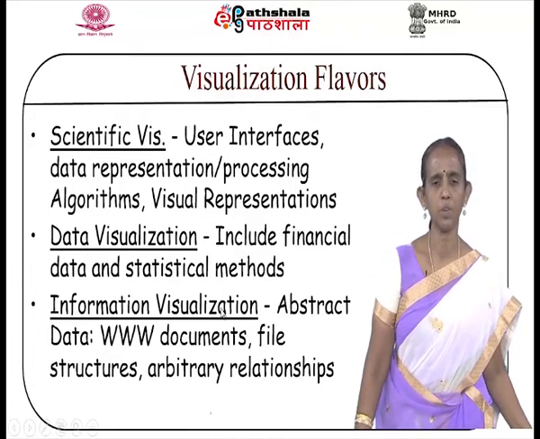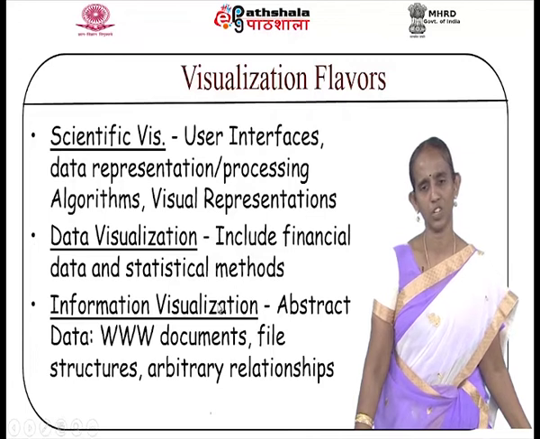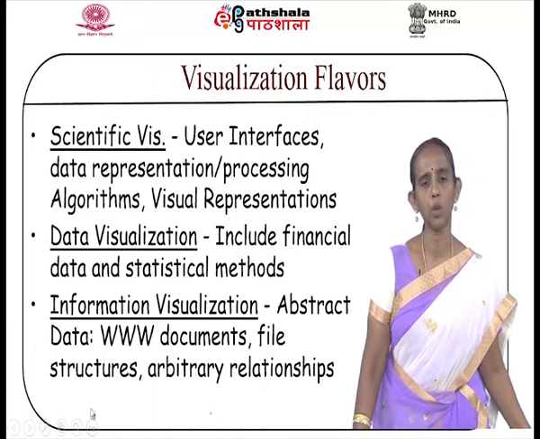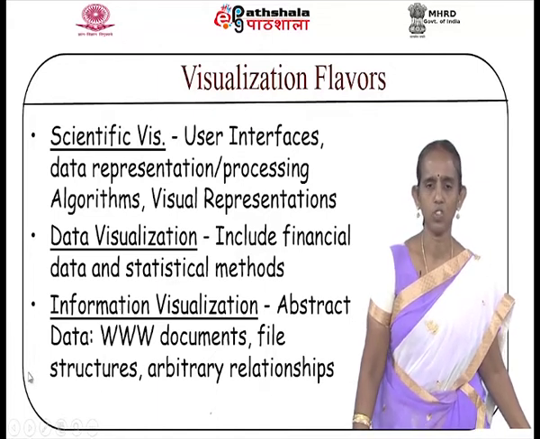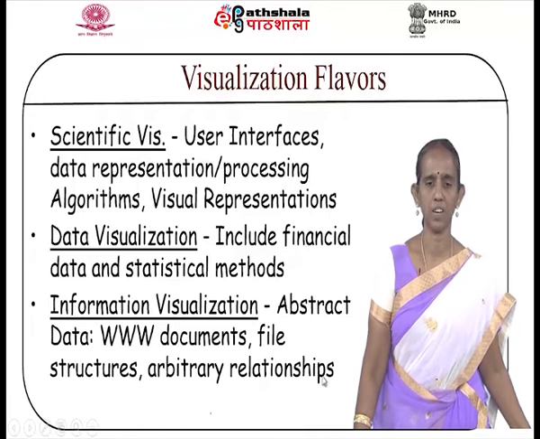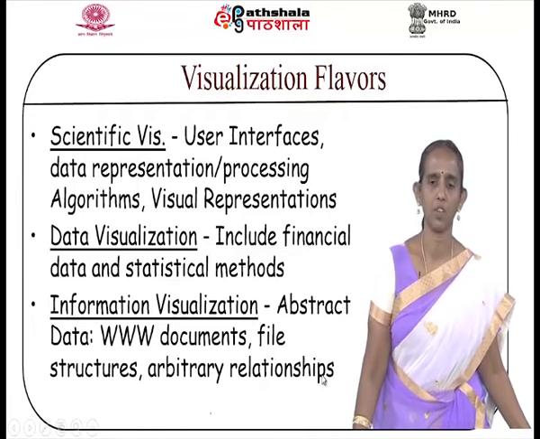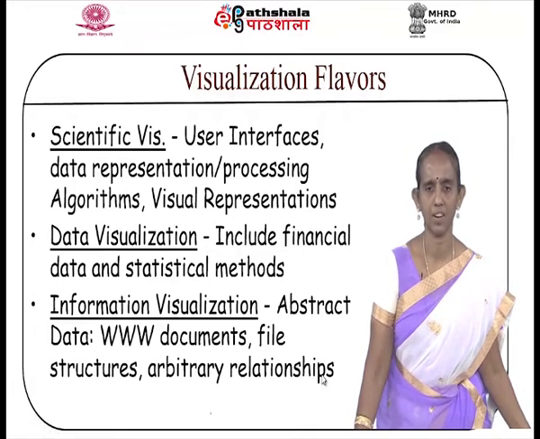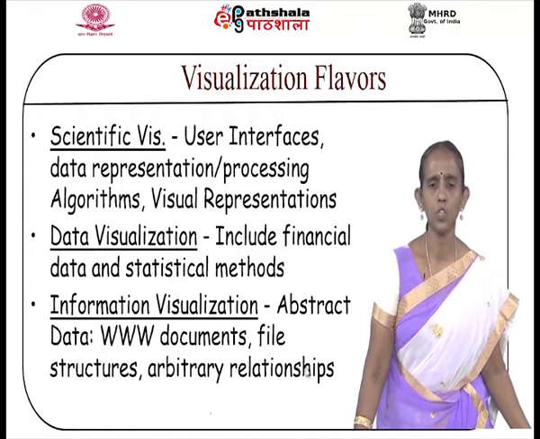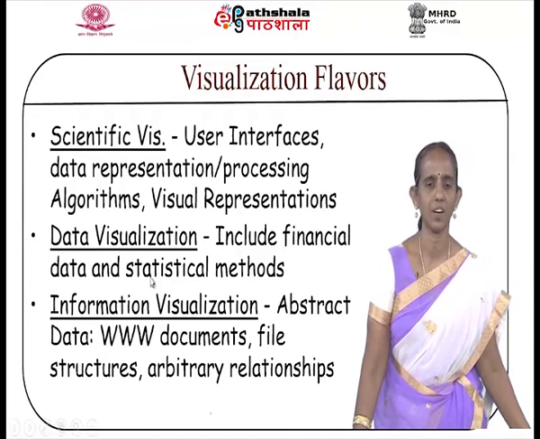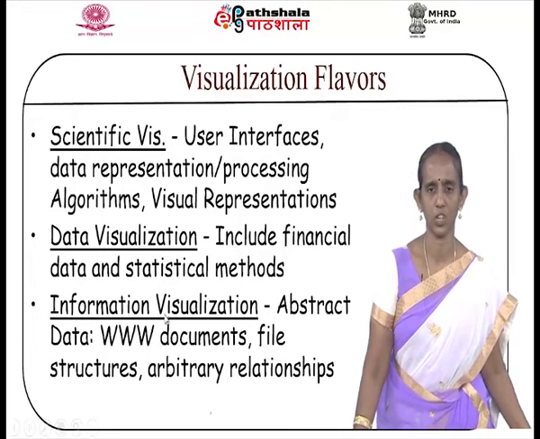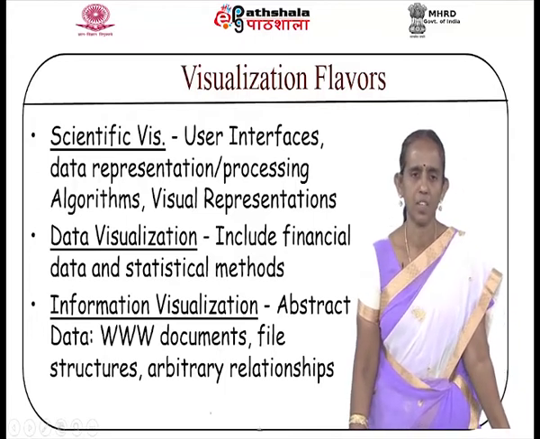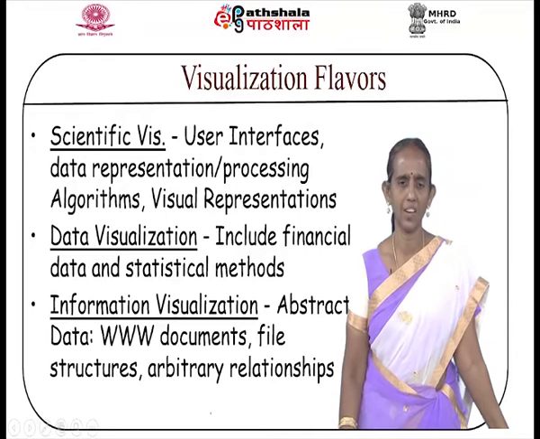The next one is information visualization. In information visualization, the data sets that we use are abstract data sets. For example, WWW documents, file structures, or the arbitrary kinds of relationships that exist between various websites or web pages in a website. These are examples of abstract data sets, and if the visual represents these kinds of abstract data sets, then it is called information visualization. So basically the visualization flavors are classified into three types: scientific, data visualization and information visualization.